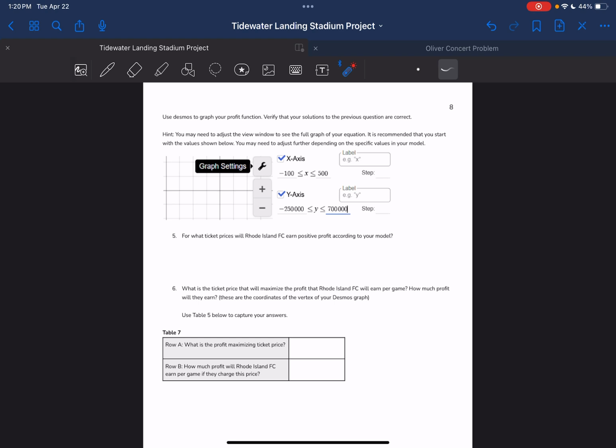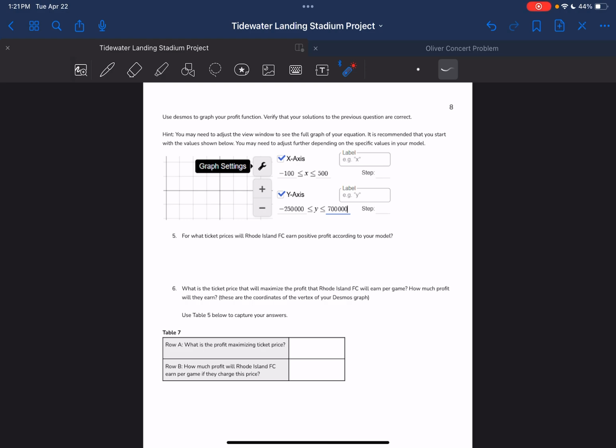Then you're going to look for the vertex. Again, using the graph, you're going to look for the vertex. And you're going to say, what is the X value? What is the ticket price of that vertex? And then your Y value, what is the profit that they will earn if they charge that ticket price? So this is what you want to be filling out for part D.